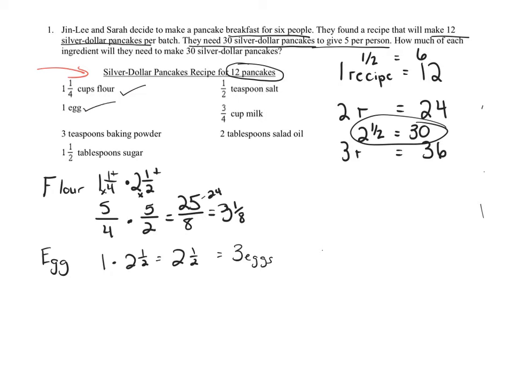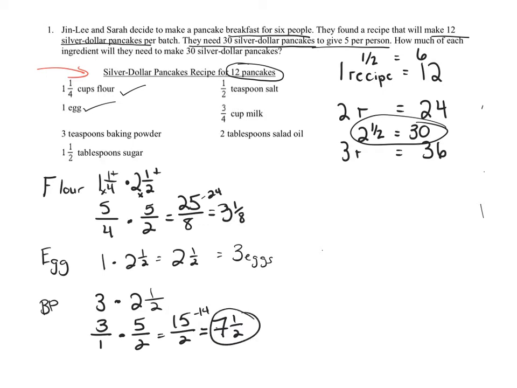Let's do the baking powder. So BP for baking powder. For baking powder, you have 3 teaspoons times the 2.5. Once again, change them to improper, 3/1 times the 5/2, which gives you 15/2, which simplifies. 2 can go into 15 7 times, which is 14, which leaves you with a half left over. So you would have 7.5 teaspoons.